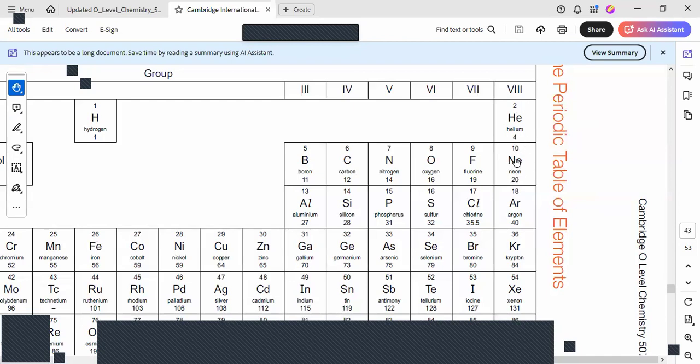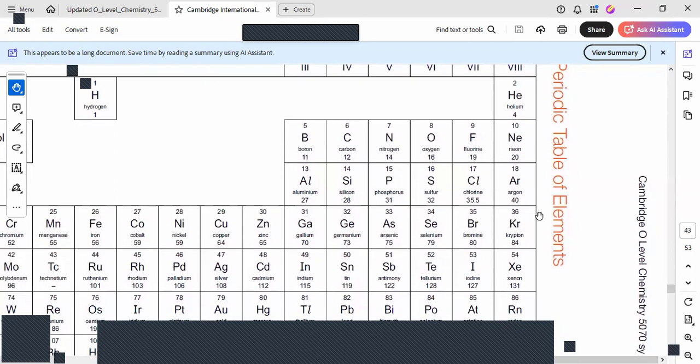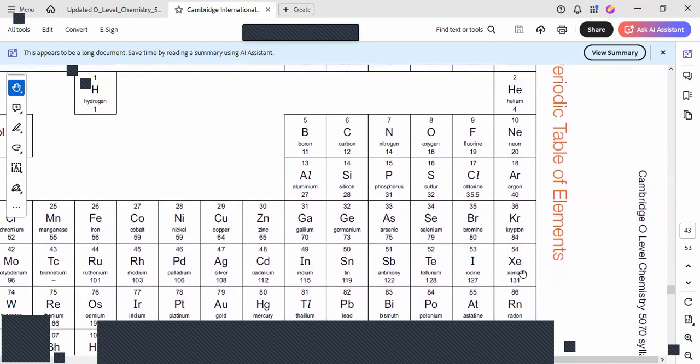In the case of neon, it is 10. So in the first electron-filled shell it will have two electrons, and then in the next shell it will have eight electrons. Similar is the case of argon, which has the electronic configuration of 2, 8, 8. After that, it is not part of your syllabus, and you cannot use the 2, 8, 8 configuration to find the electronic configuration of krypton and xenon. So don't worry about it. You will study it in A levels, advanced levels.